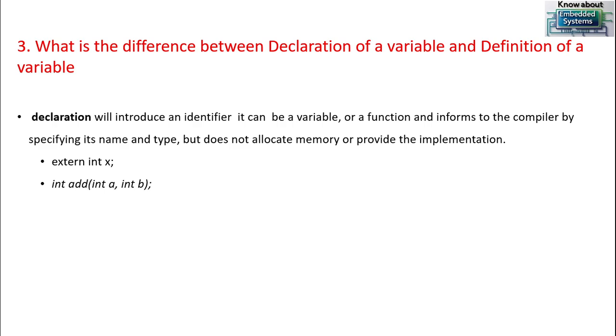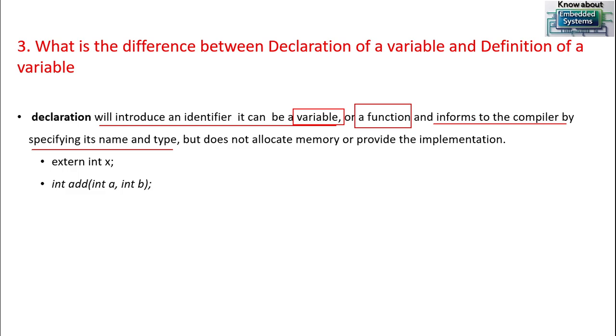So what do you mean by declaration? Declaration is a process of introducing one variable or one identifier, and we inform the compiler by specifying its name. Try to understand the word here. Declaration means we're going to introduce one identifier, which can be a variable, or even a function. So when we declare a variable, we give some name, and we inform the compiler that there is one variable called int x, and I'll be using it in my programming in future.